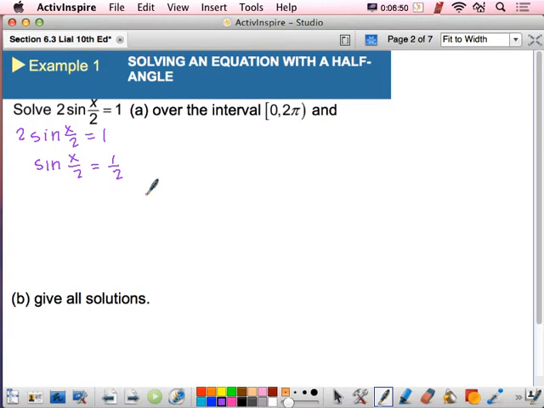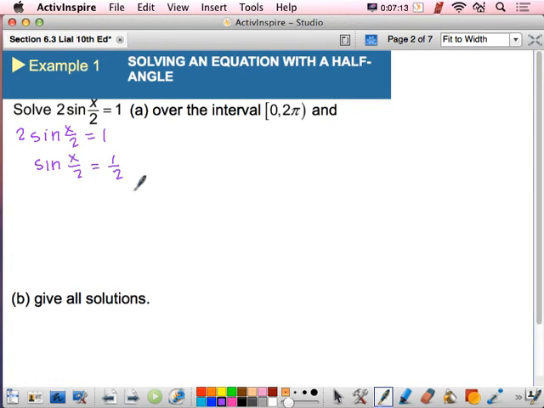Because it's a 1/2 x, you're only allowed to go halfway around, okay? So because it's a 1/2 x, you only have to worry about quadrants 1 and 2. Unfortunately for us, sine is positive in both of those quadrants, right? So we still are going to have 2 answers here. So you tell me where sine is positive 1/2.